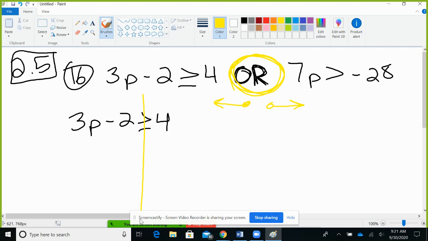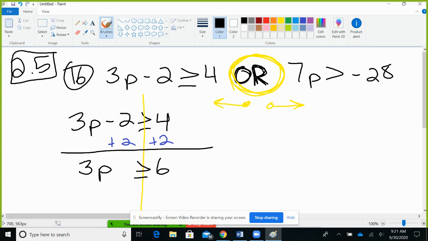So 3p minus 2 is greater than or equal to 4. Cody, what would be my first step for this problem? 3p. Okay, sounds good. Bree, what's my first step for this problem? Add 2 to both sides. Perfecto. Add 2 to both sides. I get 3p is greater than or equal to 6.